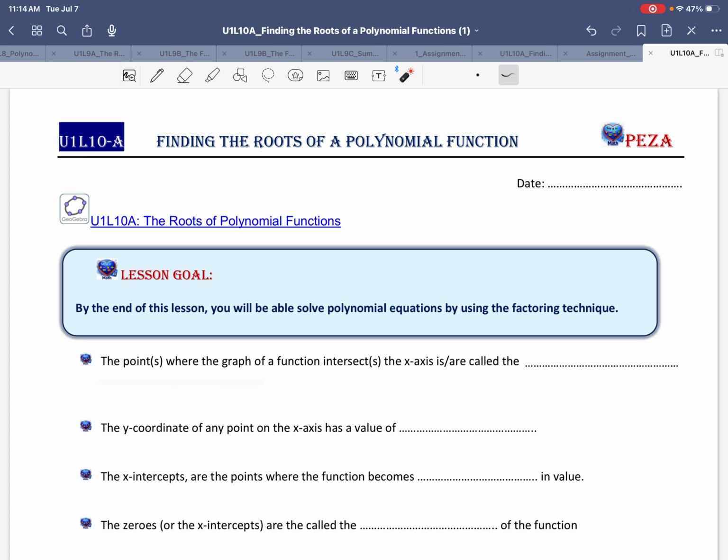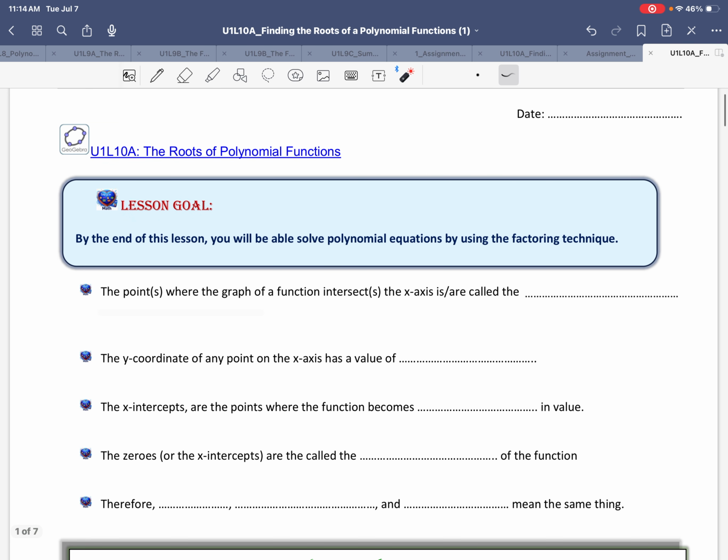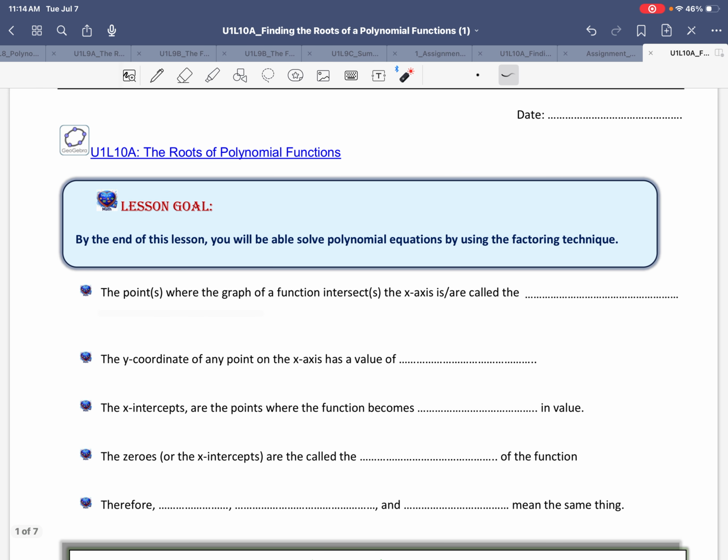The main difference is that instead of factoring only quadratics, we now need to factor polynomial functions of degree 3 or higher. And to do this, we'll apply the factor theorem and the remainder theorem, which provide us with an efficient way to factor higher degree polynomials. By the end of today's lesson, you will be able to solve polynomial equations by using the factoring technique.